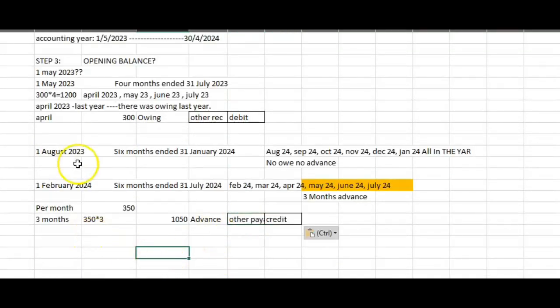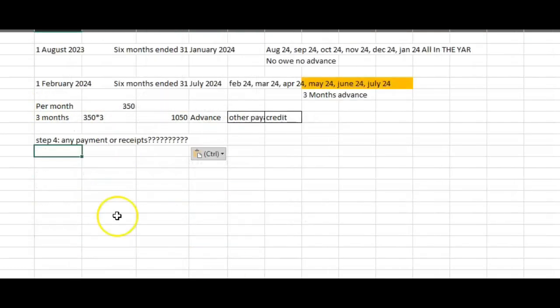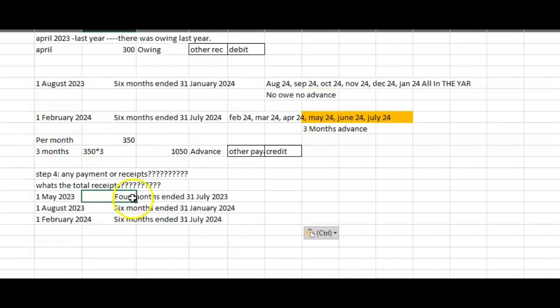Step 4. Look for any payments or receipts. On these 3 dates, Ralph has received payments of variable amounts, so we need to calculate them. On 1 May 2023, we have 4 months rent of $300, so total receipts are 4 into $300, $1,200. Then on 1st August, we have rent received for 6 months, where $350 per month rent, so $350 into 6, $2,100. On February 2024, again, 6 months rent received, so it's $2,100.